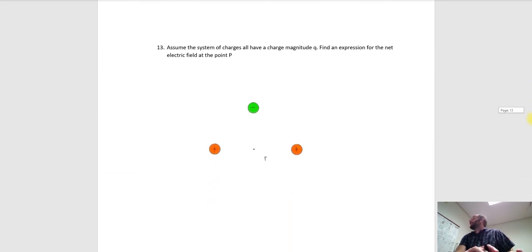13, same type of question. And again, 3 equal charges. This one's actually a lot simpler probably than it looks. So he's talking about this point right here. Go through each one of these, this one, and this one, and draw electric field vectors at that point.